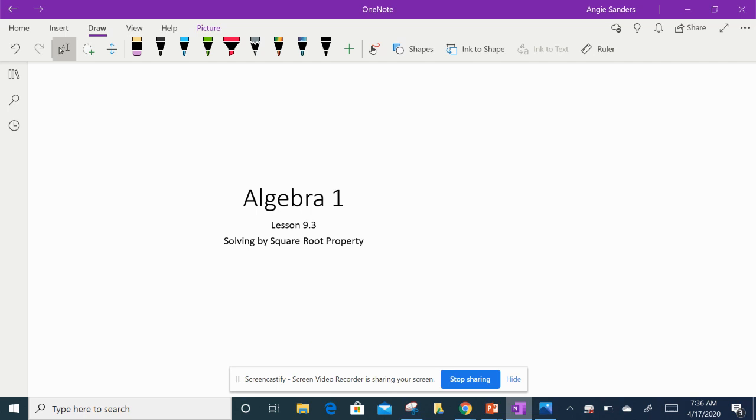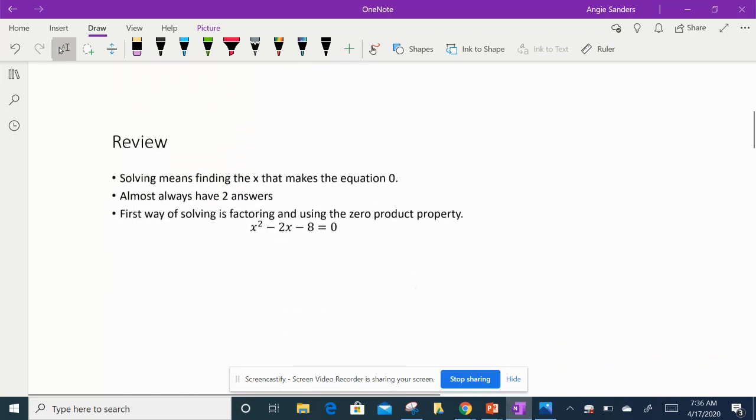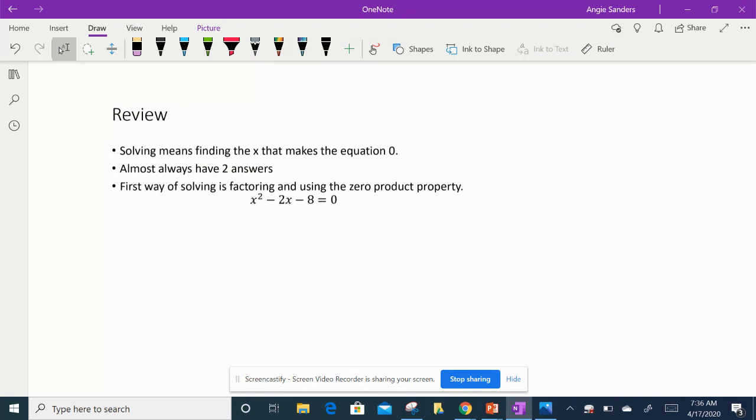All right, welcome back. Today we are continuing to look at solving quadratic equations, but we are now looking at a second method that we can use some of the time. This method is called solving by the square root property. Now let's review just a bit what we did last time.